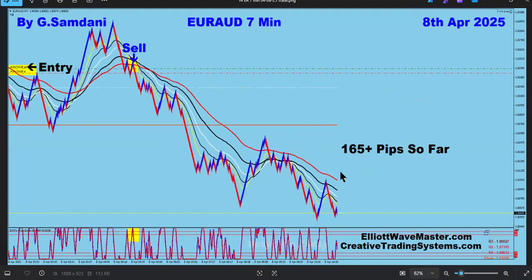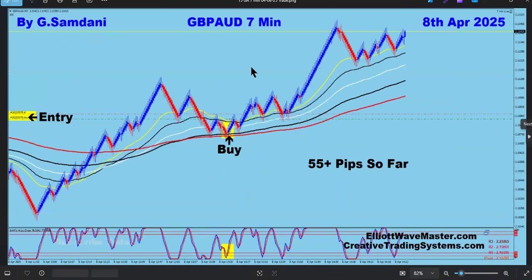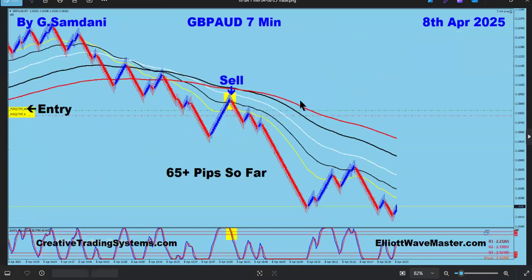Euro Aussie dropped also 165 pips on the 8th. And pound Aussie going to the upside, a small trade, 55 pip buy orders right there. And this one, pound Aussie again. See, everything is like flipping and flopping, right?